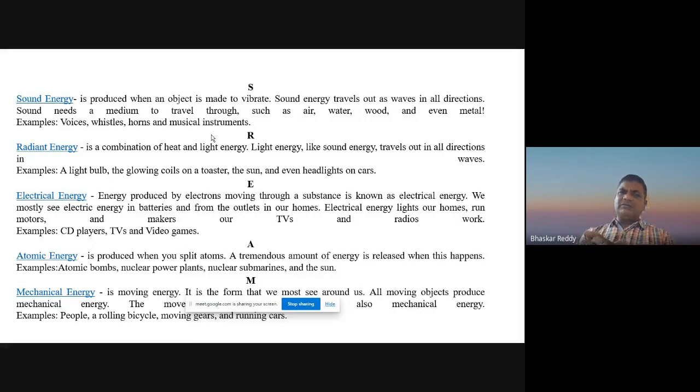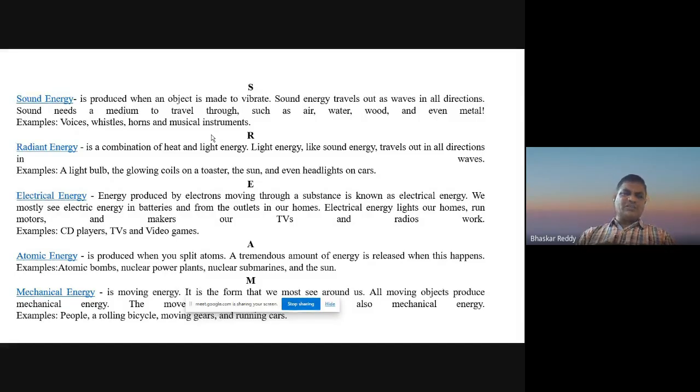And we have radiant energy. It is a combination of light energy as well as heat energy. Like sound energy, it can travel in all directions. For example, a glowing bulb, the sun, or the light of a car. This is called radiant energy. Radiant energy is a combination of heat energy and light energy.